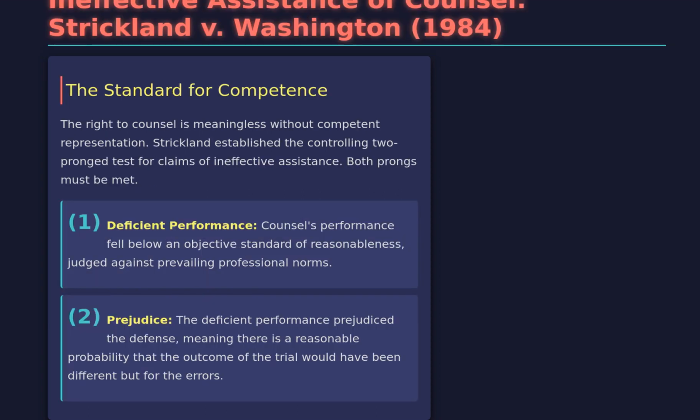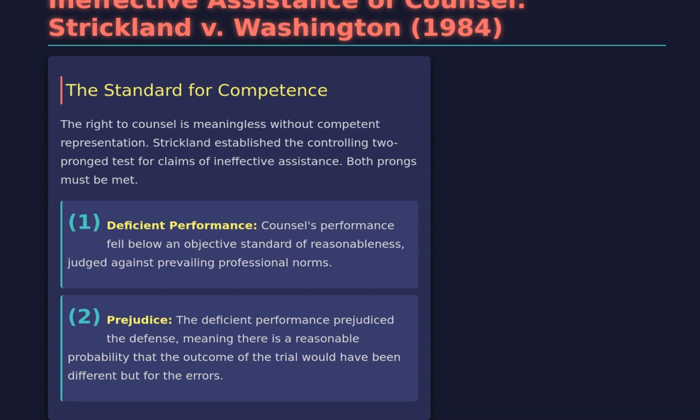Having established the right to appointed counsel, the next logical question arises: what if the appointed lawyer performs poorly? The mere presence of an attorney is insufficient if that attorney fails to provide competent representation. This crucial issue was addressed by the Supreme Court in the 1984 case, Strickland v. Washington. Strickland established the controlling standard for evaluating claims of ineffective assistance of counsel.